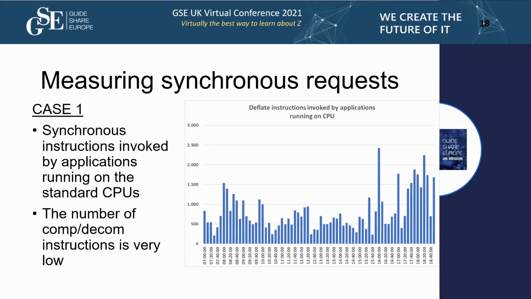Let's now start looking at some customer cases. So this is customer case 1. You can see in this graph the number of deflate synchronous instructions invoked by applications running on the standard CPUs. You can note that there is a very low number of requests. So in a 10 minute interval, which is the RMF interval used at this customer site, we have some thousands of requests, so a very low number of synchronous compression and decompression requests.